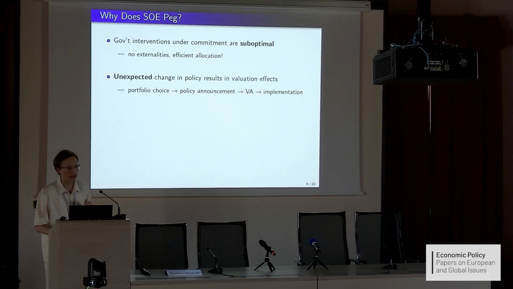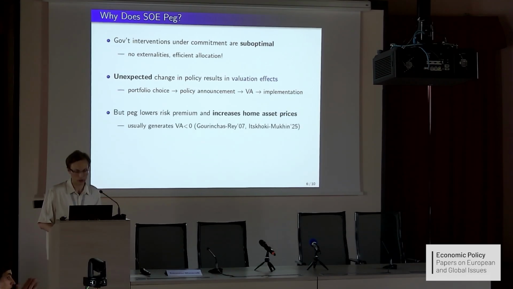But then the policy that they consider is the following: suppose that the portfolio is already chosen. Agents thought that there would be no policy intervention. They take some positions in two assets, then the policy is announced, and the policy here, think of this as a peg. And that creates valuation effects on these portfolios, and that redistributes wealth across countries. You can reinterpret that as maybe more incomplete markets, but the idea basically is that there's this unexpected policy announcement which creates valuation effects after the portfolio is chosen.